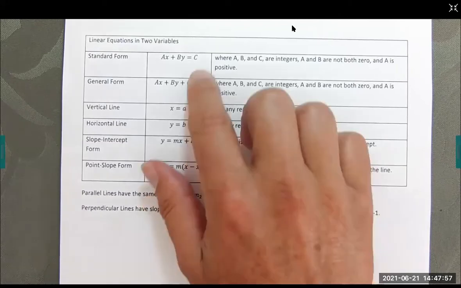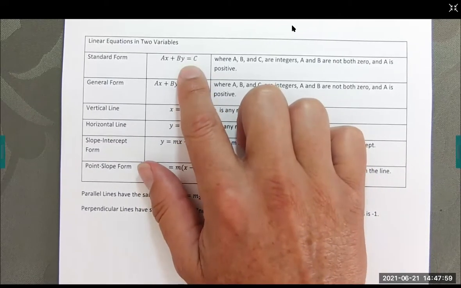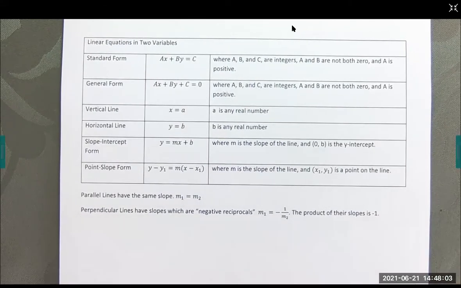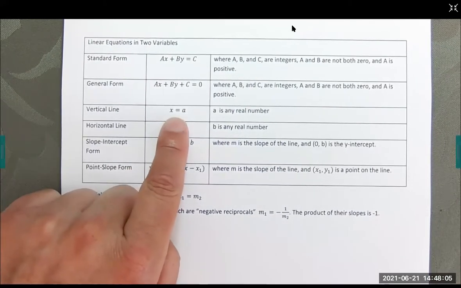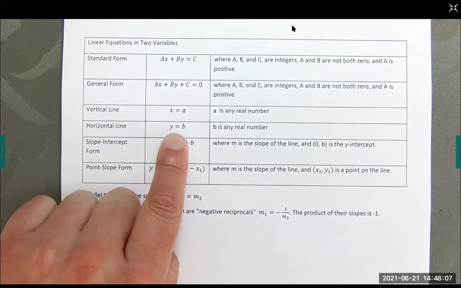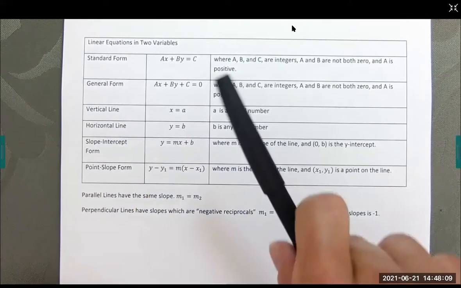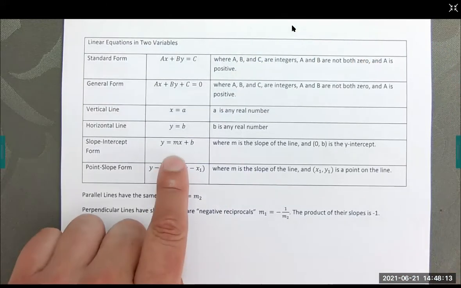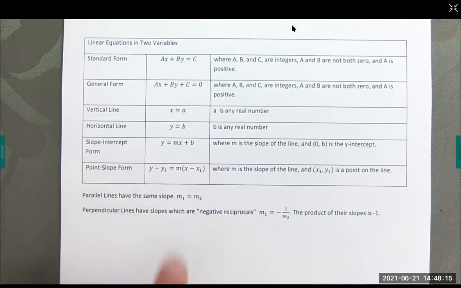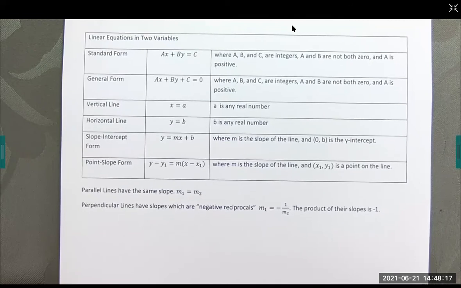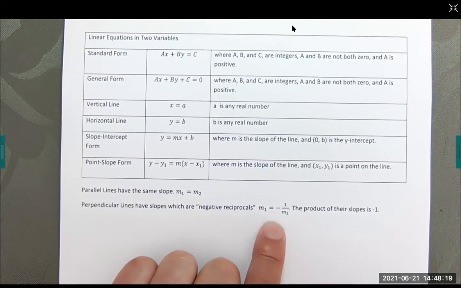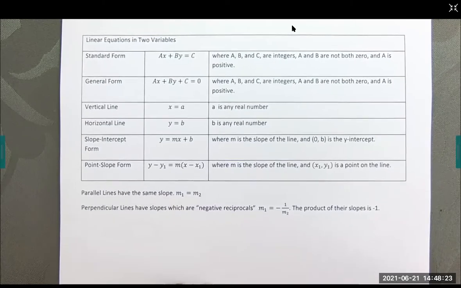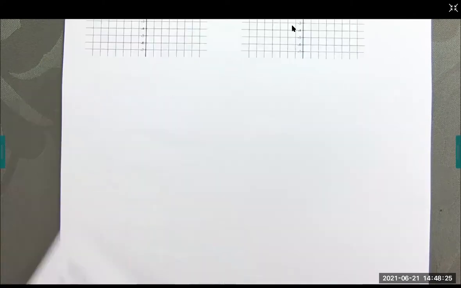Standard form is this here. This is really nice when we're doing systems of equations. General form just means it's equal to 0. Vertical line, x equals a number. Horizontal line, y equals a number. So vertical is this way, horizontal is this way. Of course, slope intercept form and point slope form. In parallel lines, or perpendicular lines, we talk about this. Parallel, same slope, perpendicular, negative reciprocals of one another.